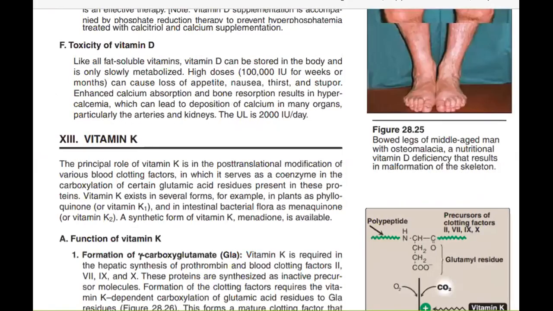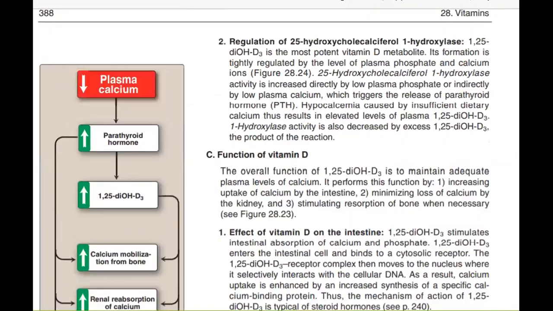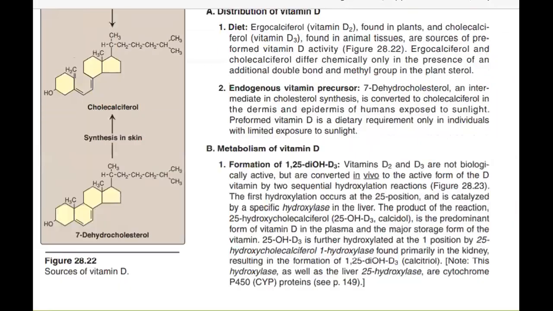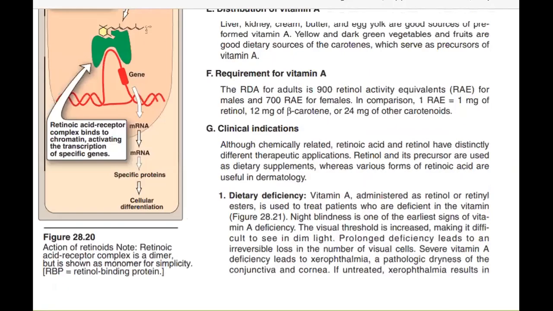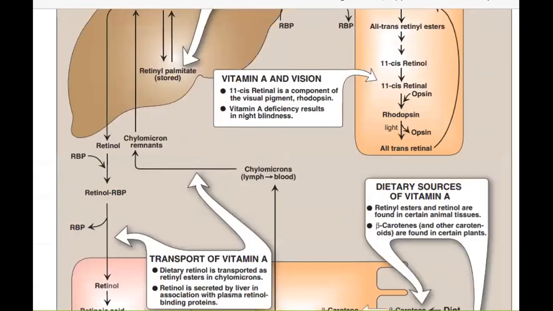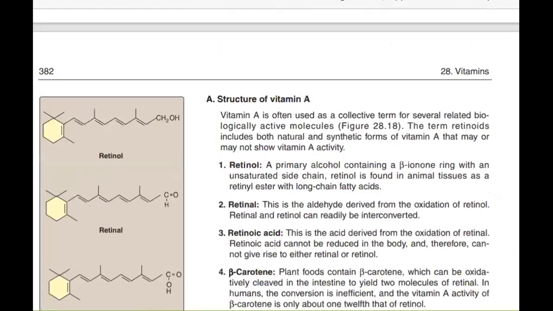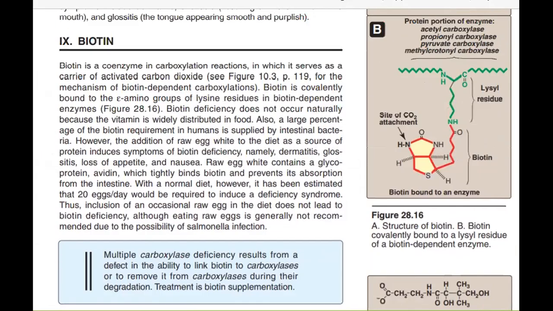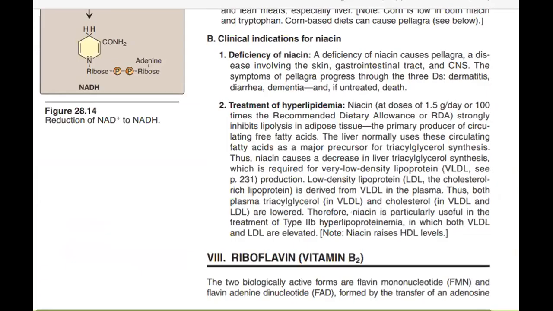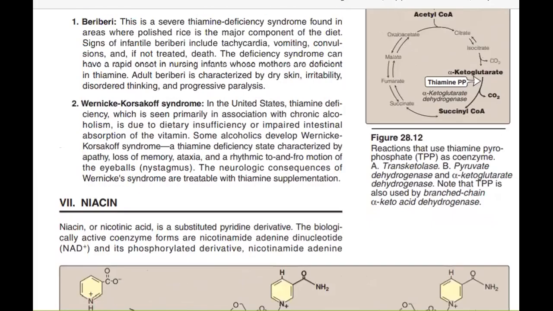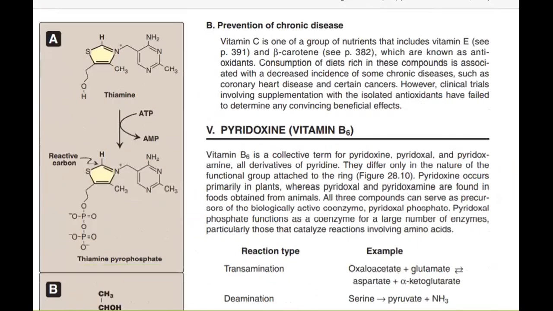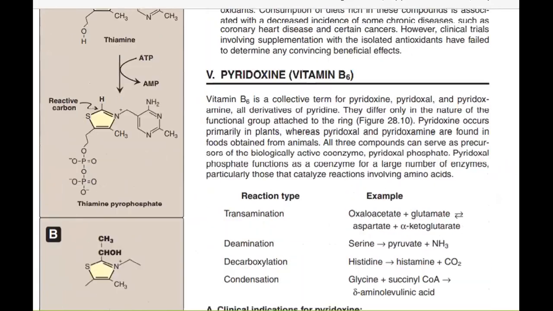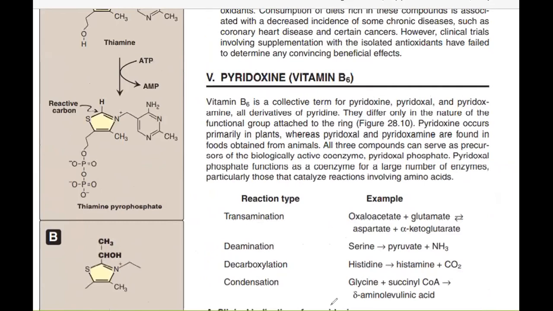Where is B6? This is D, and this is A, I guess. And then we have pantothenic acid, biotin, B2, niacin, B1, B6, pyridoxine. Now let's give a quick read to vitamin B6, pyridoxine.